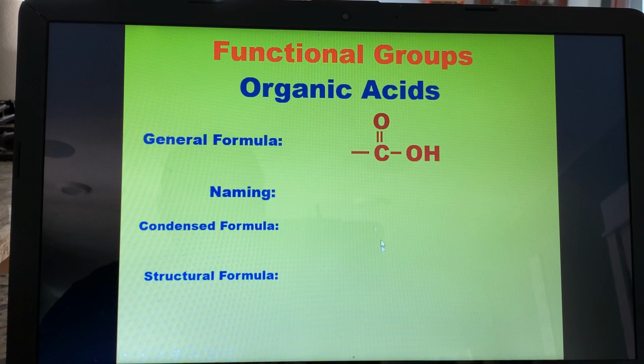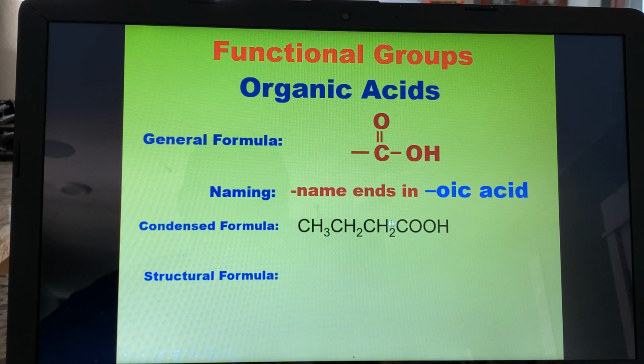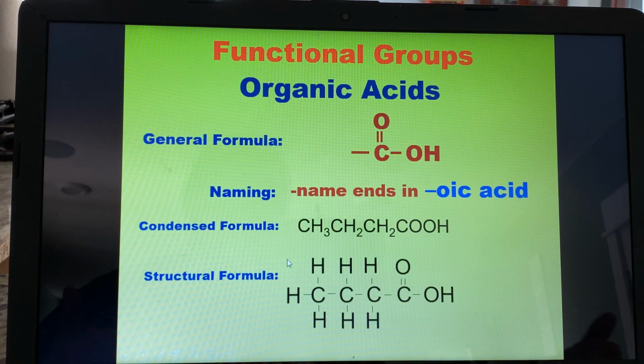How do you name these? You end them in "oic acid". So you've got methanoic acid, propanoic acid, butanoic acid, pentanoic acid, whatever. So here we go, the condensed formula. I'm sticking in condensed formulas because sometimes it's easier to see it this way. This is the COOH group. For people who've taken Living Environment, I know you talked about COOH groups in biochemistry. So the condensed formula writes it like this. Drawing out the structure makes it a little bit easier. It's whichever one you prefer.